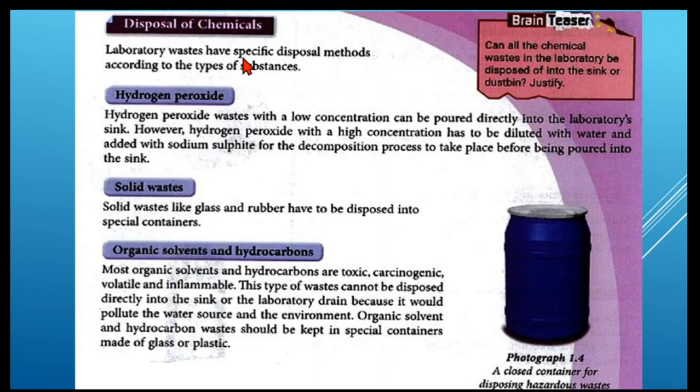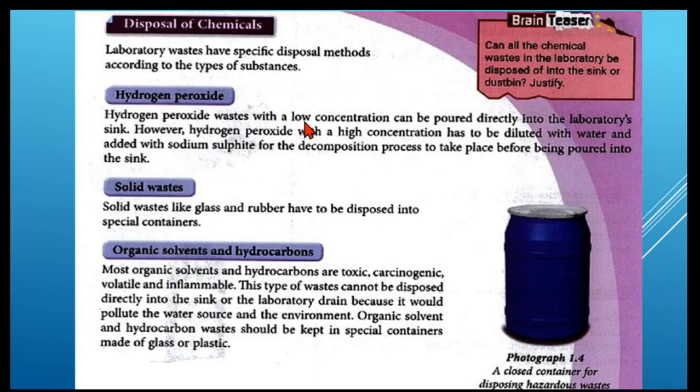Lab wastes have specific disposal method according to types juga. Okay, so this is same as the storage, so according to types also. The first one is hydrogen peroxide. Hydrogen peroxide, dia punya sisa low concentration can be poured directly into the sink, but high concentration has to be diluted with water first and then added with sodium sulfite for decomposition before poured into the sink.